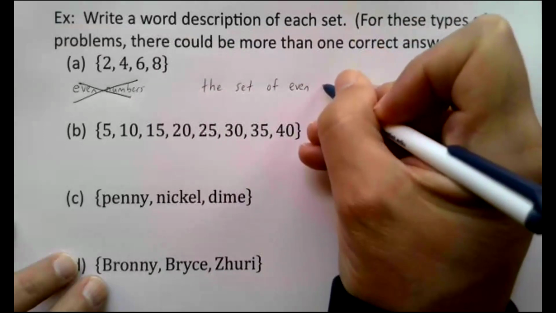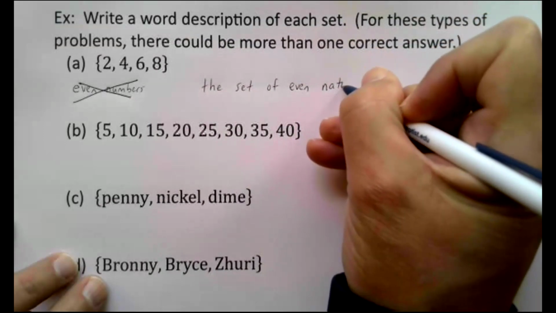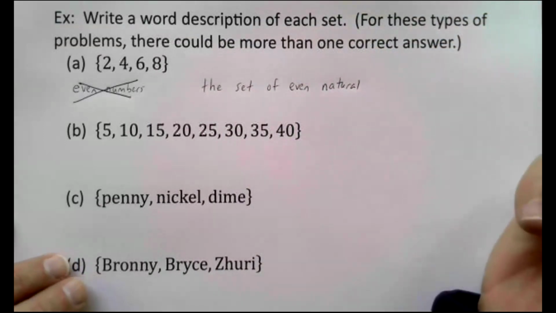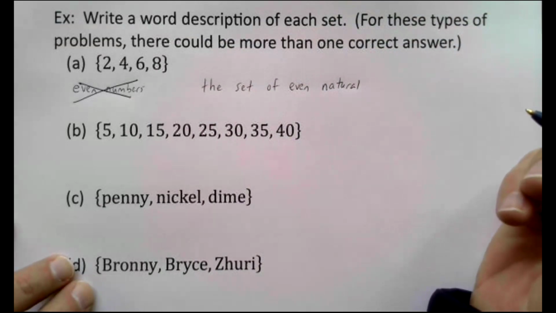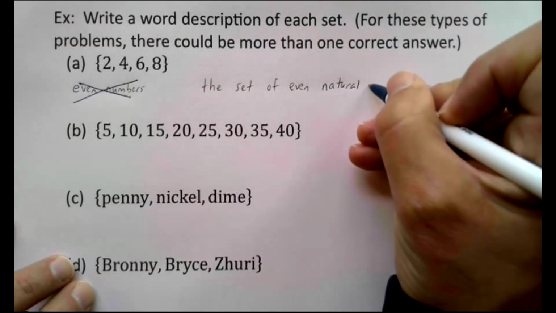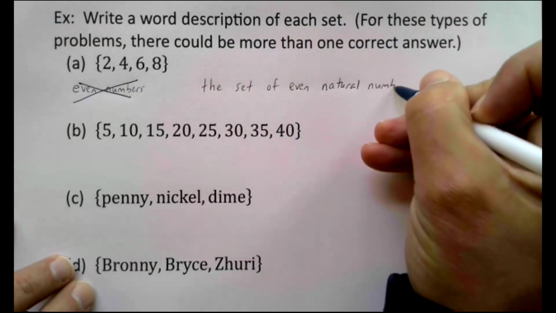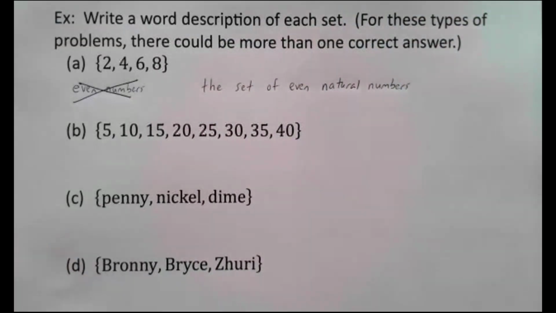If you remember the definition of natural numbers, that didn't involve zero. That didn't involve the negatives. That just involved one, two, three, four, five, six, and so on. So if I said this is the set of even natural numbers, we're close to a good word description right now, right? The set of even natural numbers.